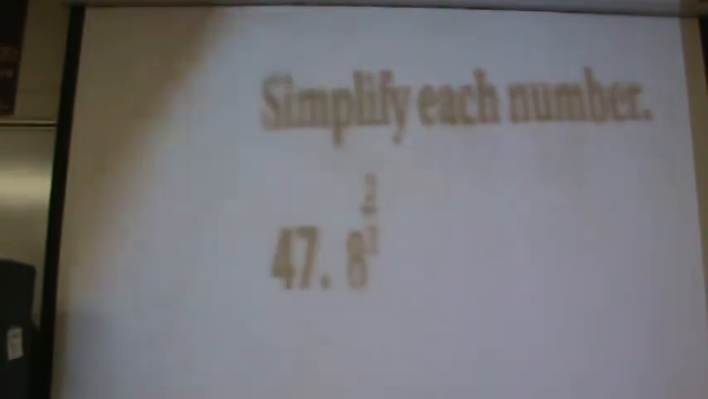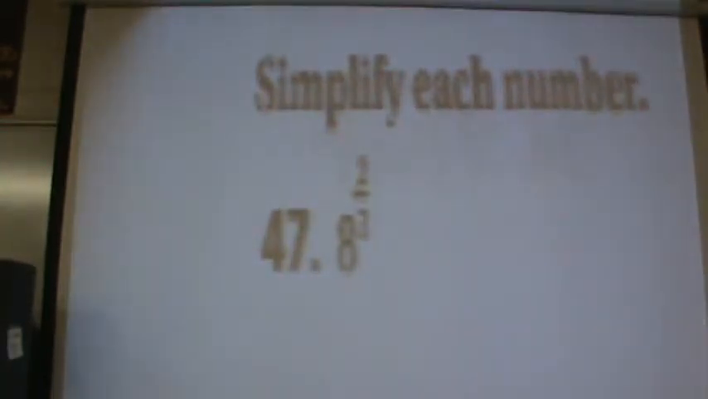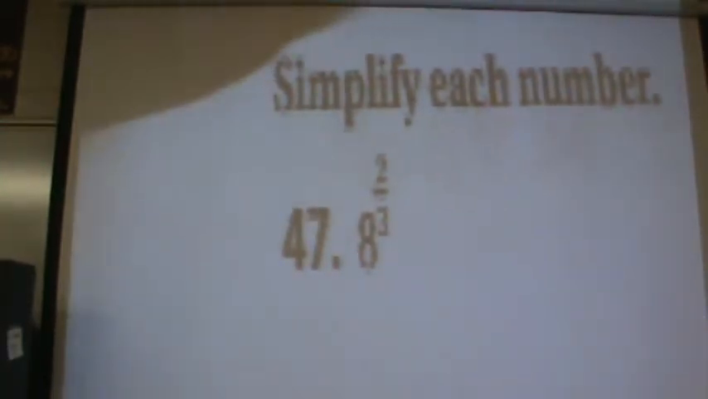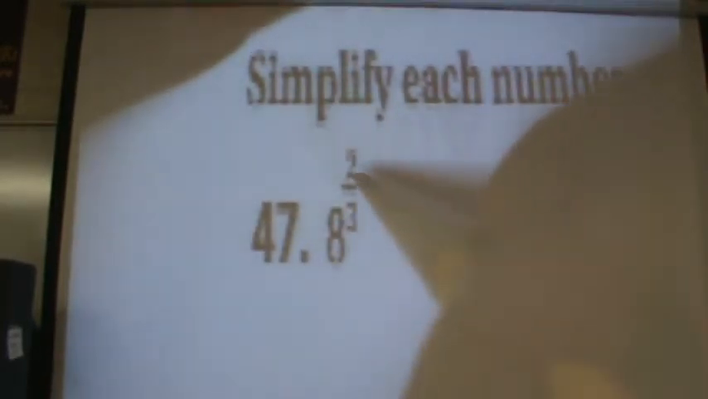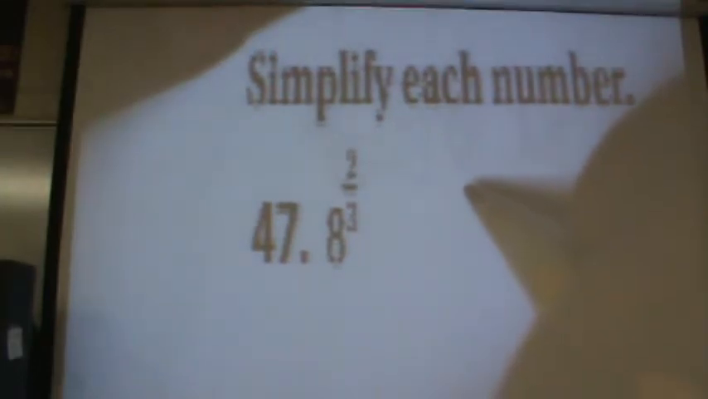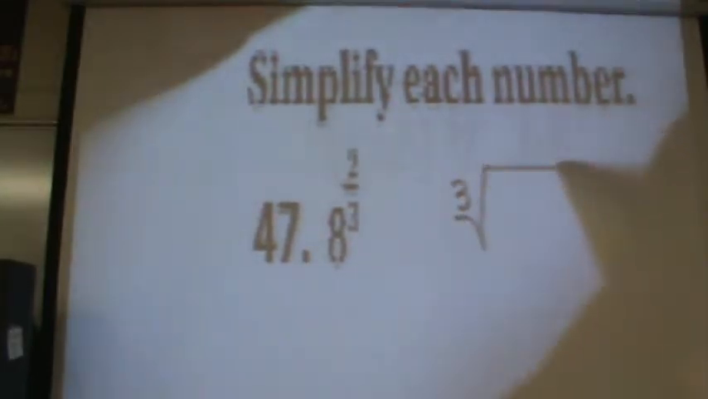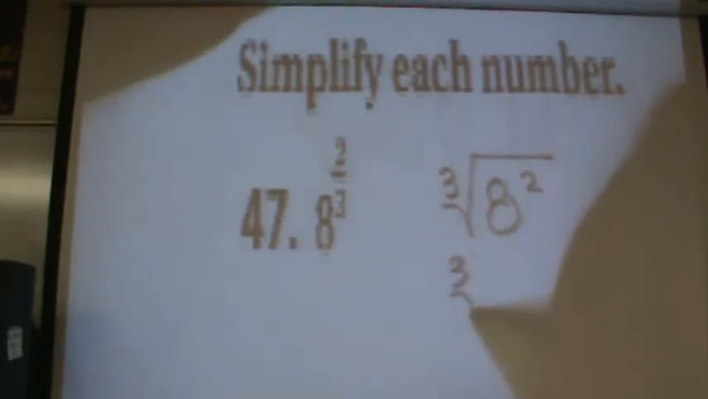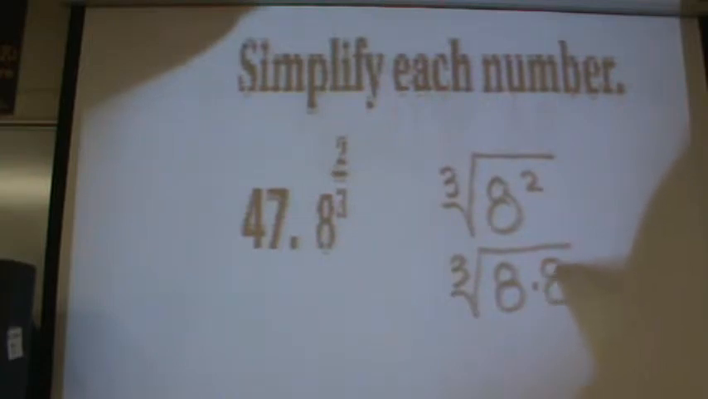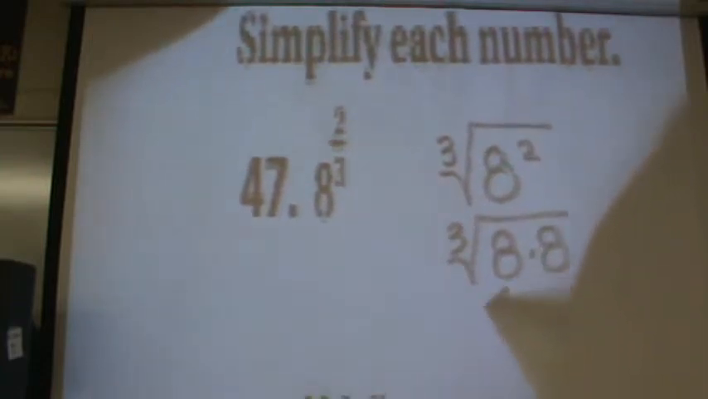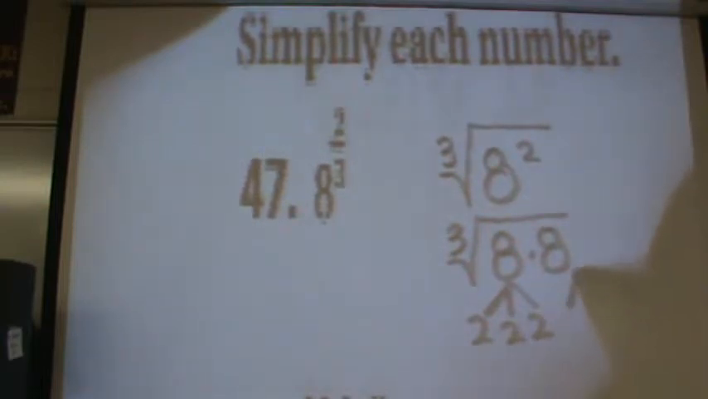Okay, this one, 47, says 8 to the 2/3 power. How do you rewrite 8 to the 2/3 in radical form? Cube root of 8 squared. What does that really mean? There's 3 of a kind. 8 is 2, 2, 2, right?